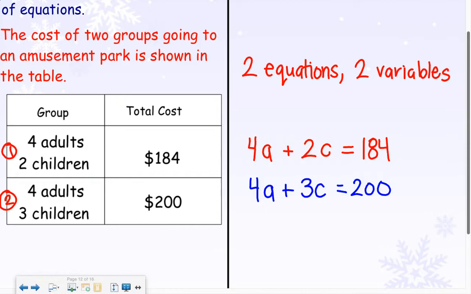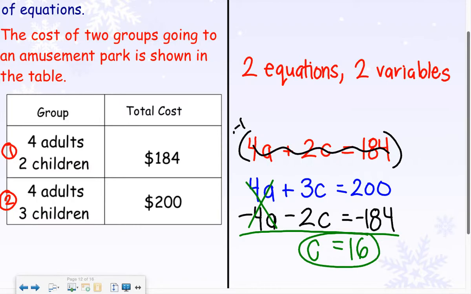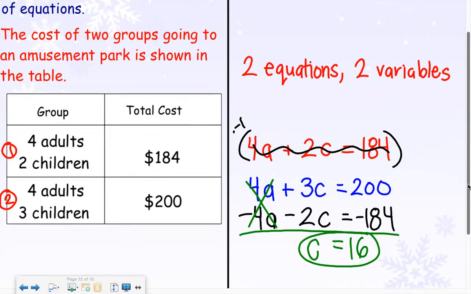All right, so our goal is to make opposites. Right now we have 4 and 4, so we're close to opposites. We just need to make one of them negative. So if I times this equation by negative 1, I should make opposites. So let's see if I did. Negative 4a and 4a make 0, so I did. 3 minus 2 is 1. 200 minus 184 is 16. I didn't even need a calculator for that one. Okay, so then I'm going to take 16 and plug it in for c in my top equation.